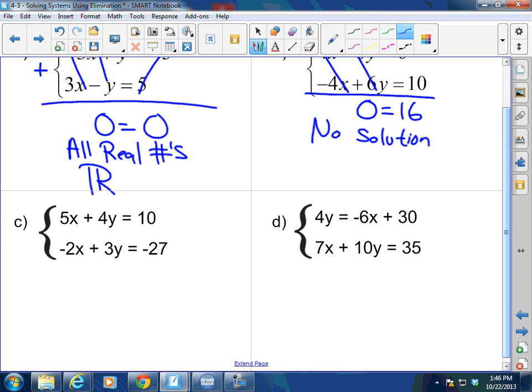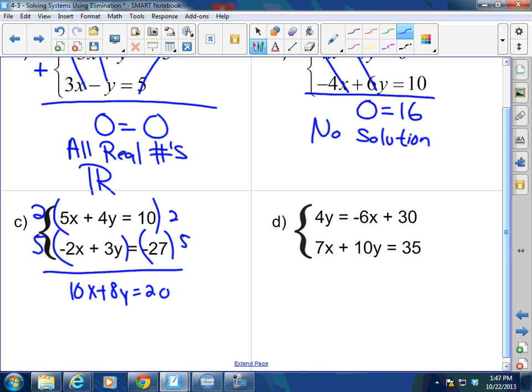Okay, how about here? Wait a second. I can't eliminate anything here. What do I do? Am I stuck? Who do you want to get rid of, guys? X or Y? I don't care. X, okay. What do you want to multiply the top by? 2. What do you want to multiply the bottom by? 5. Remember, it's to both sides. So, first equation, 10x plus 8y equals 20. Second equation, -10x plus 15y equals -135. Thank you.